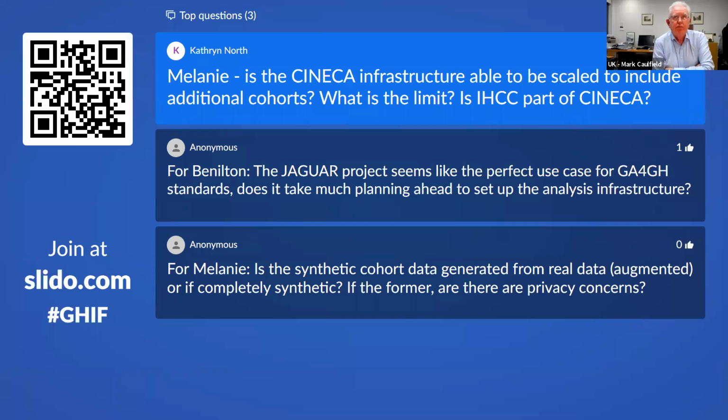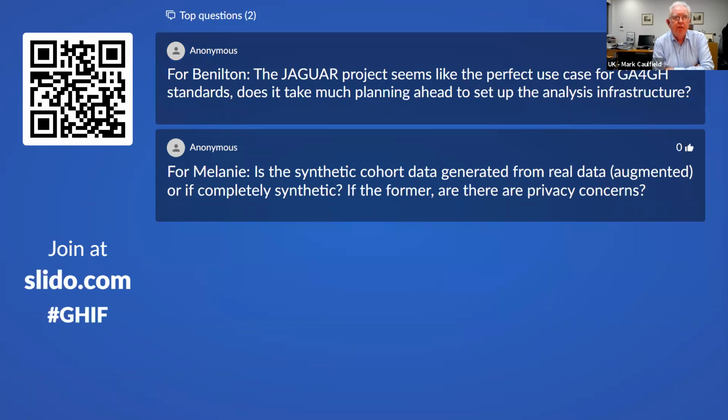Okay, that's very helpful, Peter. And another question for you, Melanie. Is synthetic cohort data generated from real data augmented or completely synthetic? If the former, are there privacy concerns?